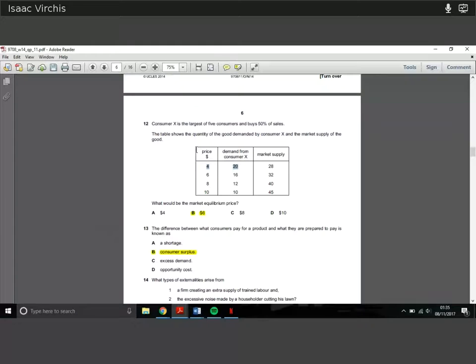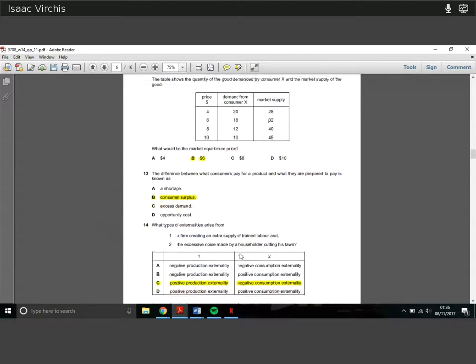So what we're looking for is a market equilibrium price. We're looking for a point where double this figure, double the consumer X demand, is equal to the market supply. At $6, we can see here that doubling that is 32. So total market demand is 32. And here market supply is 32, therefore that's equilibrium. Equilibrium price is $6. Nice, easy question there.